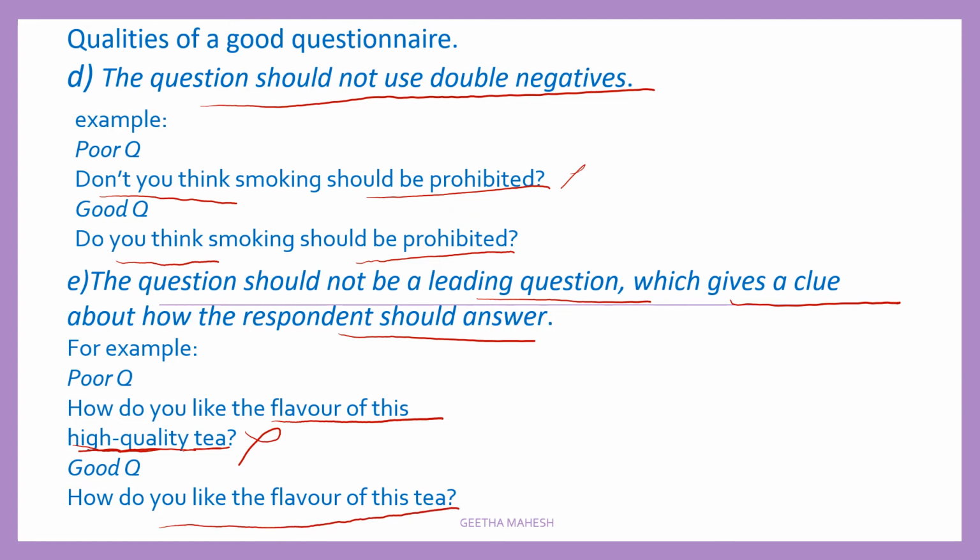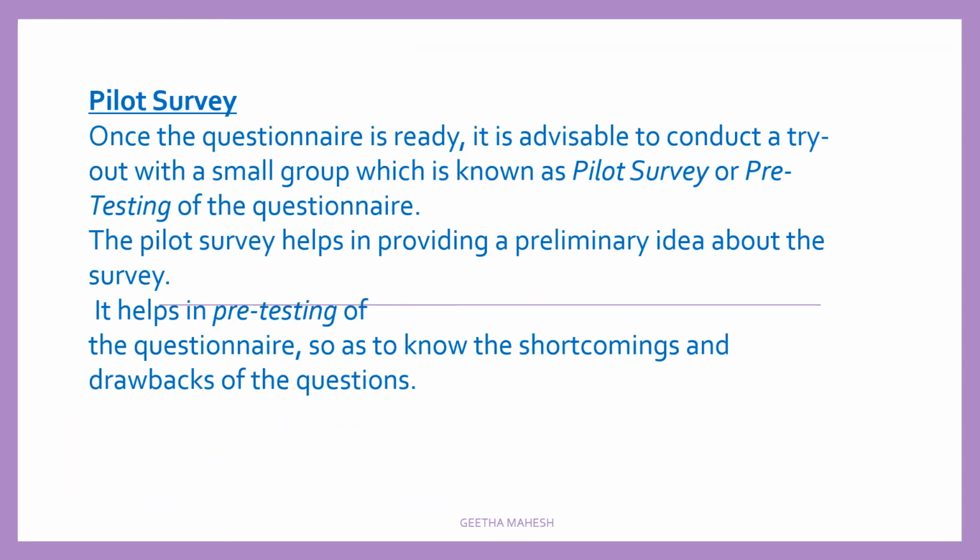That's it. When you specify high quality tea, you are influencing the respondent and giving a clue that the quality of the tea is good, so they have to be in favor: yes, its flavor is good. Like that you have to answer. So you should not ask questions which give a clue or which are leading questions. Then what do you mean by pilot survey?